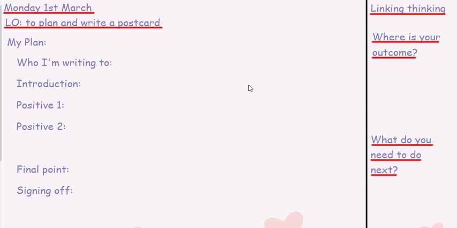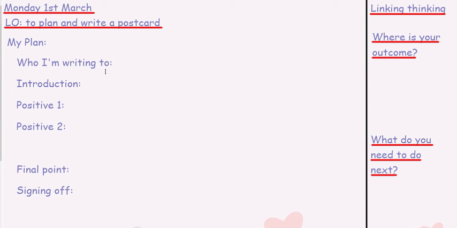I prefer to use little sections underlined, and I'll show you how I do that, but you can lay it out however you would like to. You could do a flow diagram. This is all up to you for this one, but these are the sections you will need. Who I'm writing to, introduction, +1, +2, final point, and then signing off. So I'm going to go through mine now. Make sure you pause the video, have your date, title, and linking thinking column set up, and let's get started.